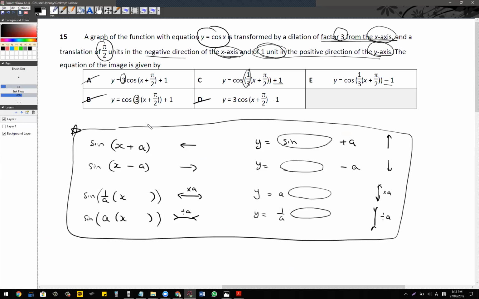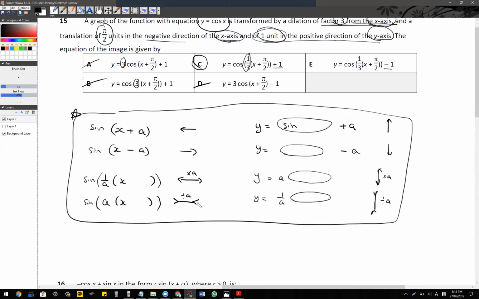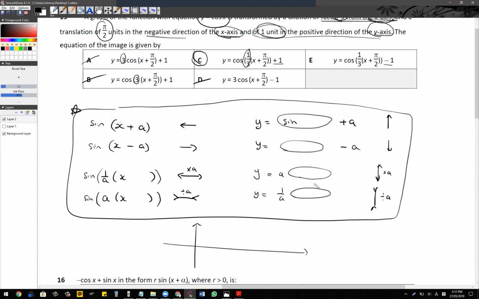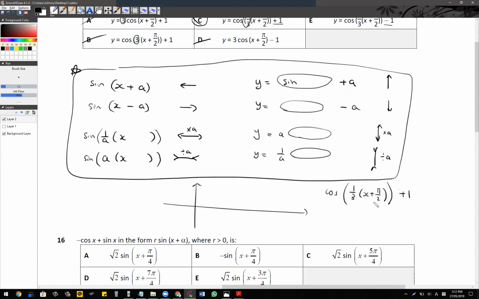So the answer is C, of course. Yep. And let's try to plot this one without any use of a calculator. So this one is cos of 1 on 3, like that. And then you have this one, the period is 2 pi over 1 over 3.